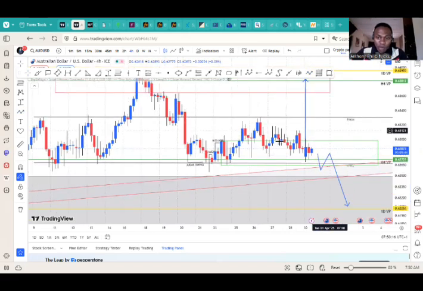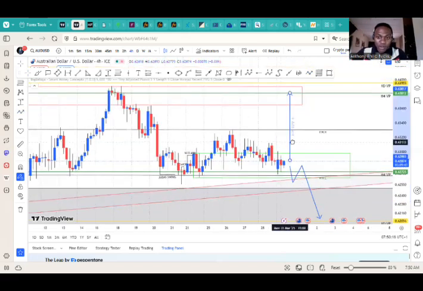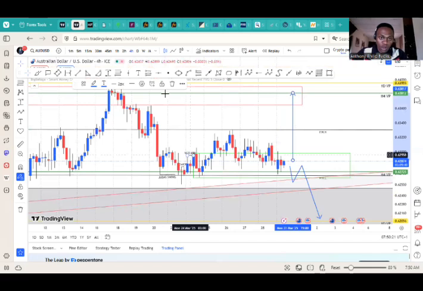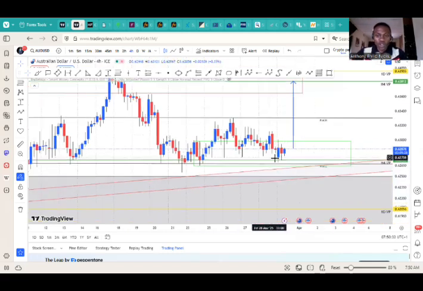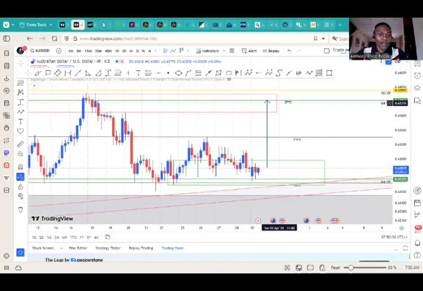But still, my buy bias for AUD USD still holds. I'm anticipating more of a buy bias for AUD USD. So that's what I see currently. If you see a good change of structure and bullish trend entry, you can take the bias for AUD heading towards this supply zone.